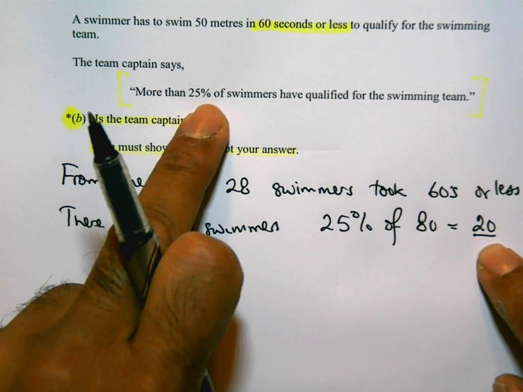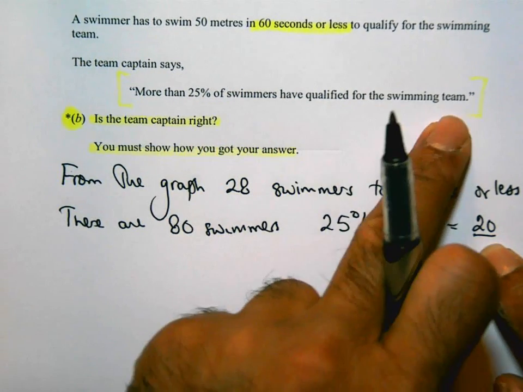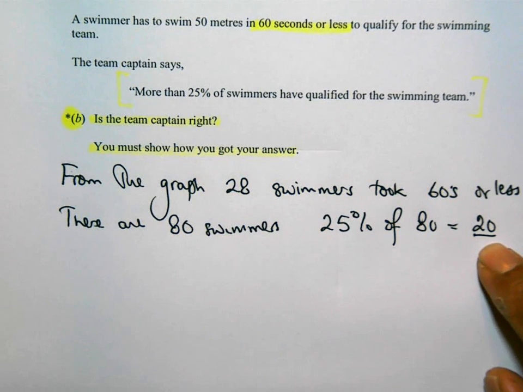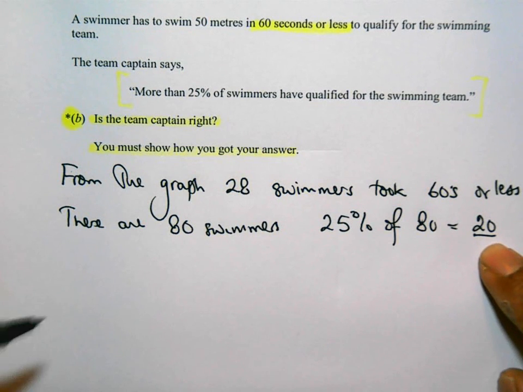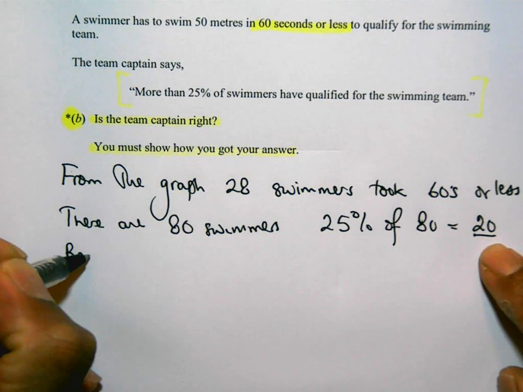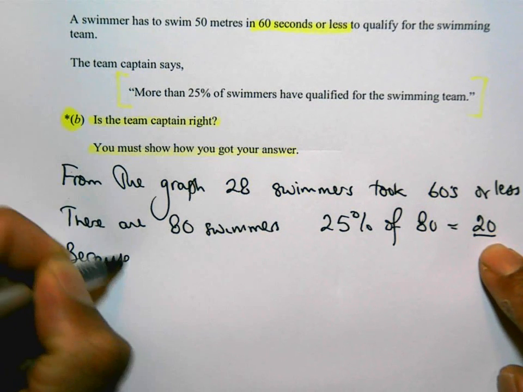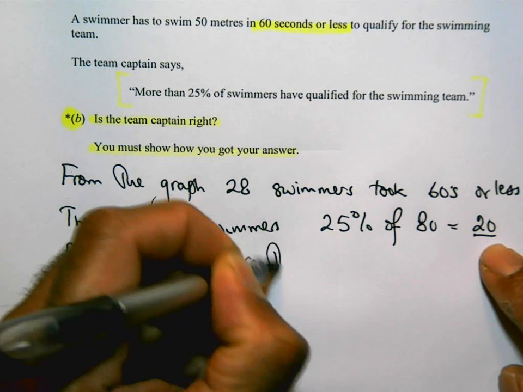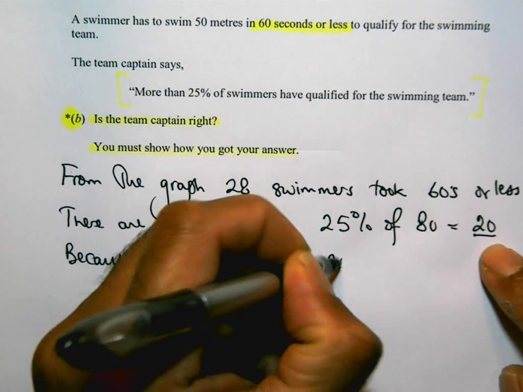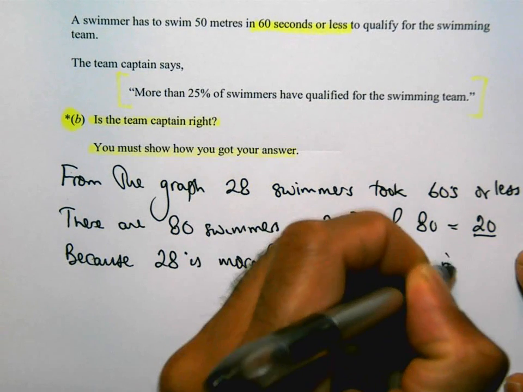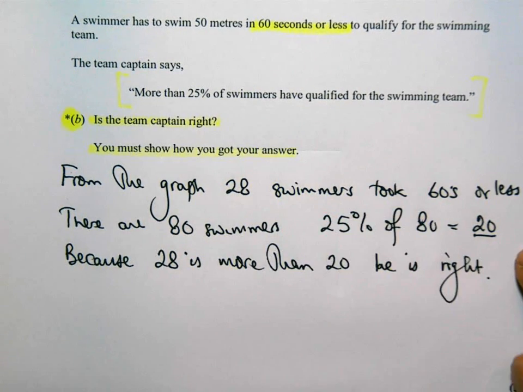Actually, that's correct, because according to this, 28 of the swimmers took less than 60 seconds and they would have qualified for the swim team. So because 28 is more than 20, he is right. Okay, is the swim captain right? Yep, he is right. So I've shown my working.